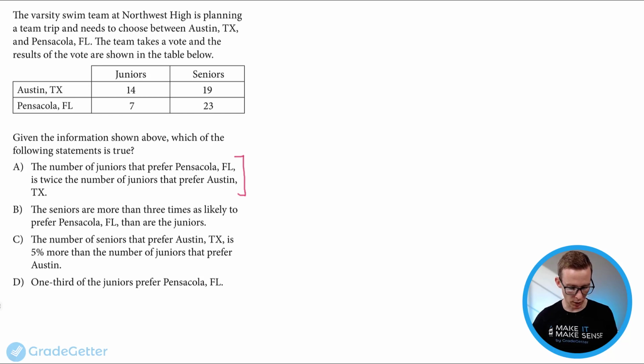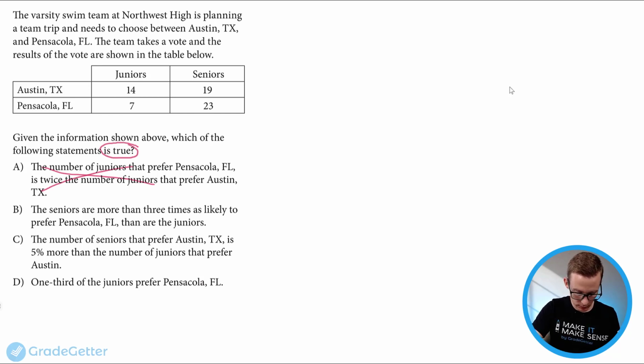So option A says that the number of juniors that prefer Pensacola, Florida, so that would be here, is twice the number of juniors that prefer Austin, Texas. Okay, well, it's actually the opposite that is true, right? Half of the juniors prefer Pensacola compared to those that prefer Austin. So A is not correct, right? We're seeing which of these is true.